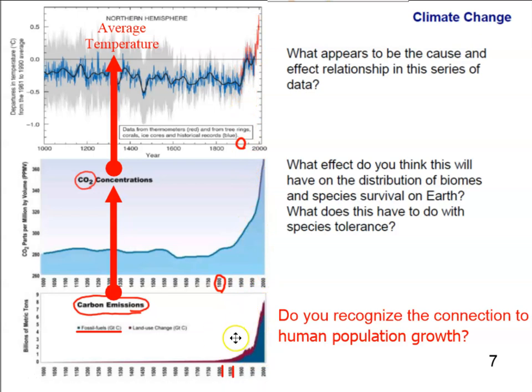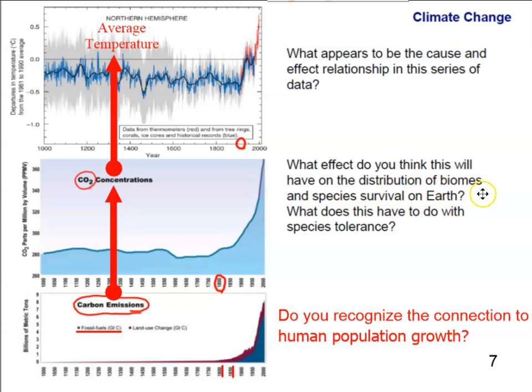But there's a causal relationship here: burning fossil fuels, emitting carbon dioxide, the concentration in the atmosphere, and the average global temperature. And as you can see, it's going up and up and up, much higher than it has been in the relatively recent past, geologically speaking. So what effect do you think this will have on the distribution of biomes and species survival on the planet?